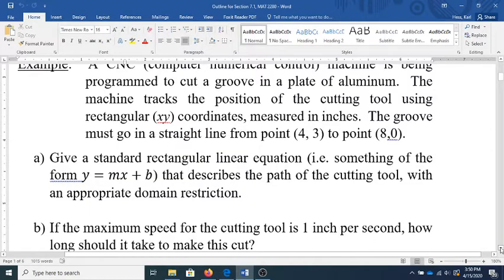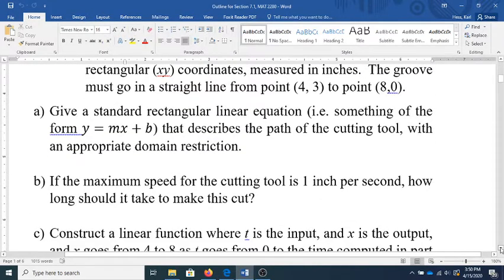Part B. If the maximum speed for the cutting tool is 1 inch per second, how long should it take to make this cut? Well, it makes sense that there's probably some maximum speed we should go when we're cutting through this aluminum. If we go too fast, we might not make a very good cut. Obviously we don't want to go slower than we have to. We're manufacturing, time is money.